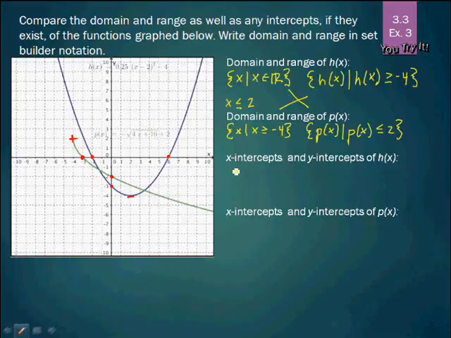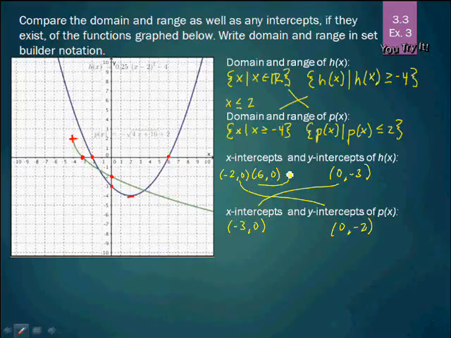So for the x-intercepts of h of x, we had -2, 0 and 6, 0. And for the y-intercept, we had 0, -3. And then for the x-intercept of p of x, we had -3, 0. And for the y-intercept, we had 0, -2. So notice that we do have the opposite coordinate pairs for the x-intercept of h of x and the y-intercept of p of x, and vice versa with 0, -3 and -3, 0. But that 6, 0 is kind of the odd man out here.